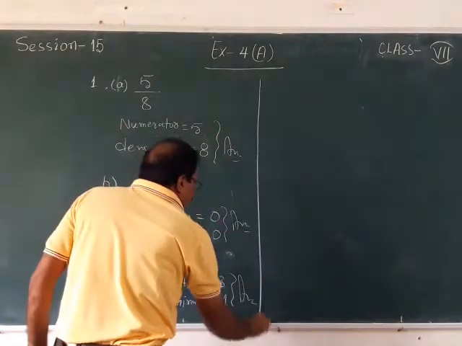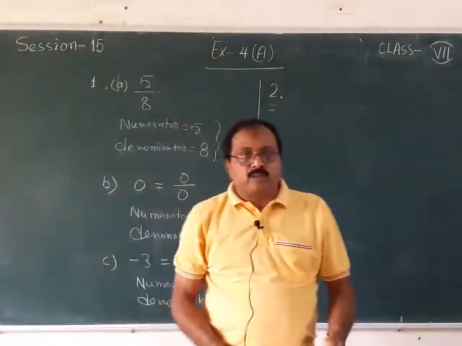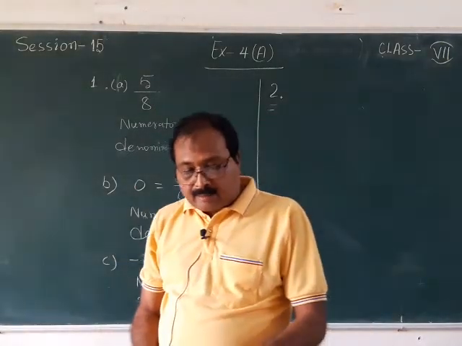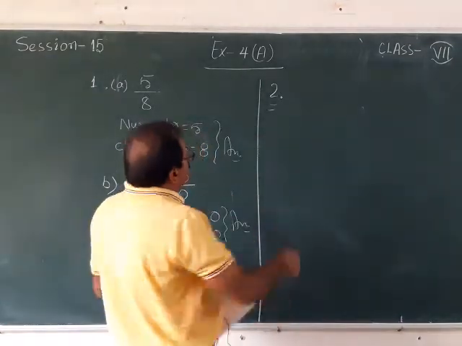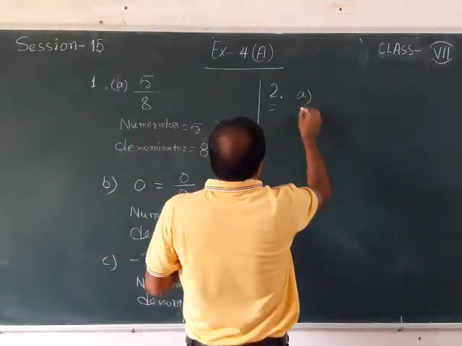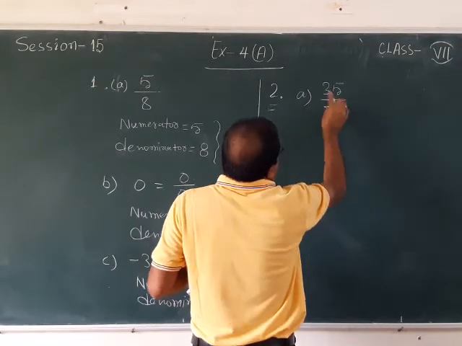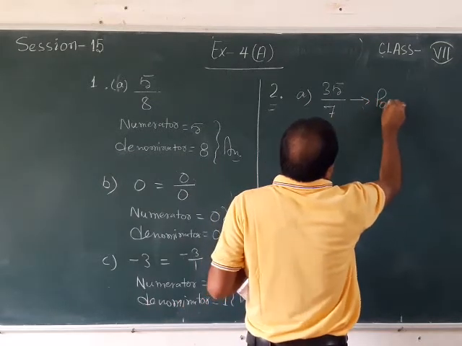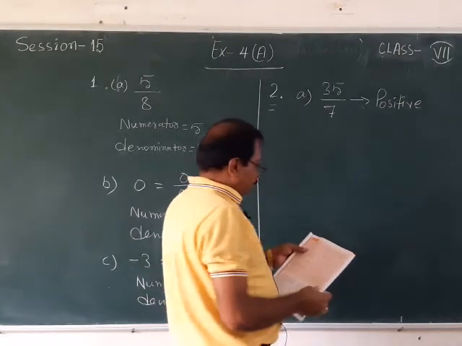Now I am showing you question number 2. Here in question 2, what is there? Identify the positive and negative rational numbers among the following. Positive and negative, you have to understand which is positive, which is negative. If you can see there is no negative sign, that means it is positive. So you can write here it is a positive rational number.